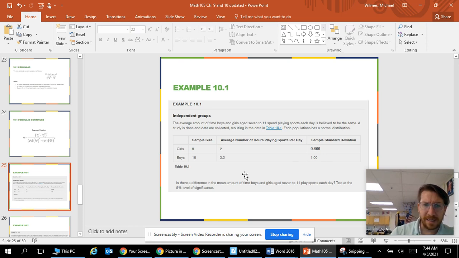So the question is, is there a difference in the average amount of time boys and girls aged 7 to 11 play sports each day, and test at the 5%? So our null hypothesis here is assuming everything is the same. So we would say the average of the boys and the girls, they're equal to each other. And the alternative hypothesis would be not equal to. So we're testing both ends of this. So this is a two-tailed test.